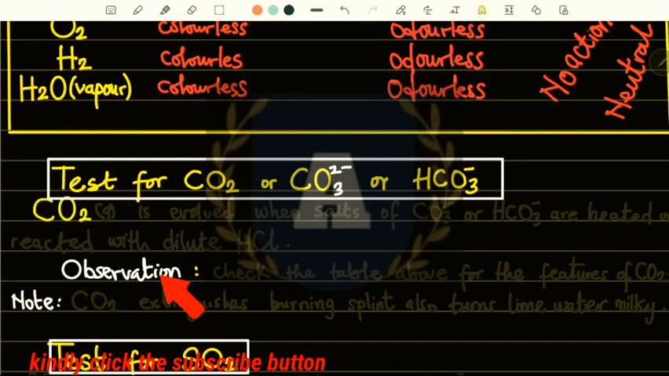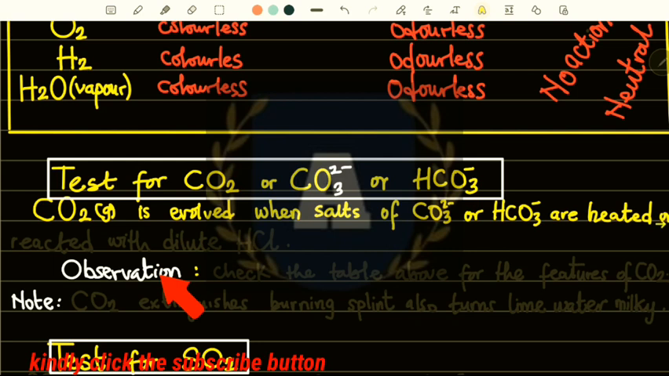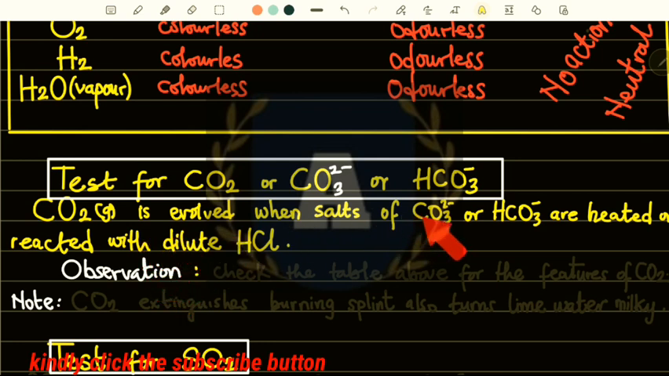For the carbon dioxide gas, it is actually evolved, meaning given out, when any trioxocarbonate(IV) or salt of hydrogen trioxocarbonate(IV) is heated or reacted with dilute acid. When the salt of these is heated, like when you heat sodium trioxocarbonate(IV) or sodium hydrogen trioxocarbonate(IV), then carbon(IV) oxide will be liberated, emitted.